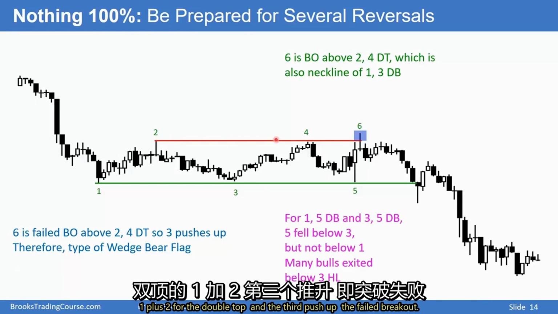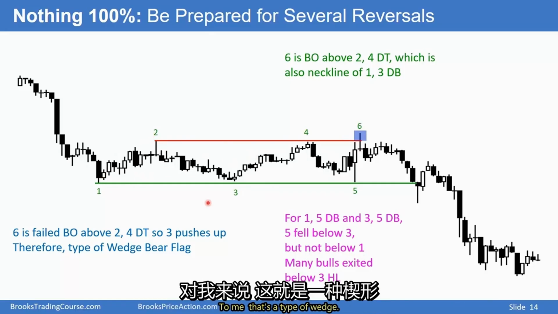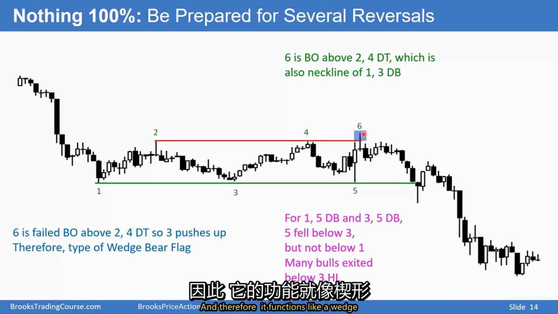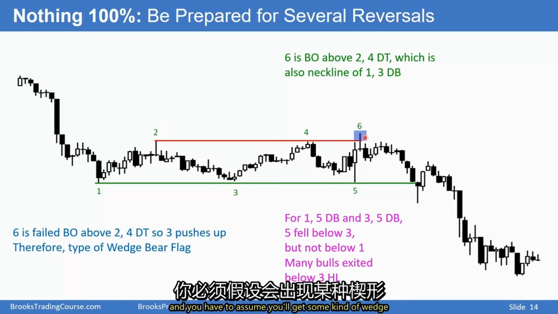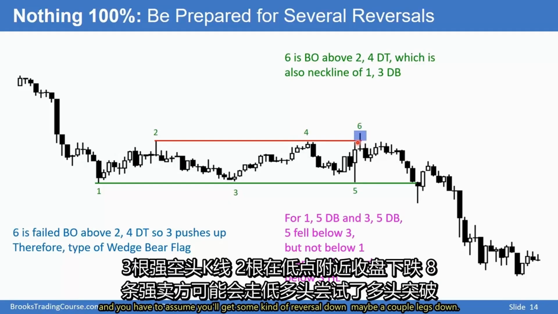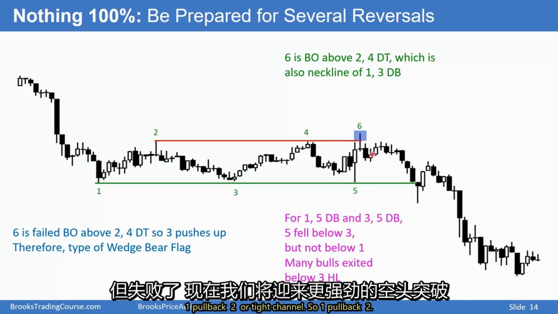Whenever you have a double top and a breakout that fails, you have 3 pushes up. 1 plus 2 for the double top, and the third push up, the failed breakout. To me, that's a type of wedge. Even though it looks nothing like a wedge, the market 3 times tried to go up and failed 3 times. And therefore, it functions like a wedge. And you have to assume you'll get some kind of a reversal down, maybe a couple legs down. 1 pullback 2, or tight channel, so 1 pullback 2.